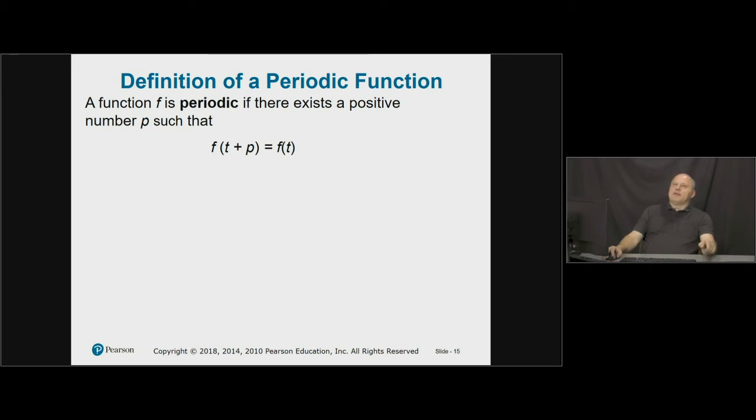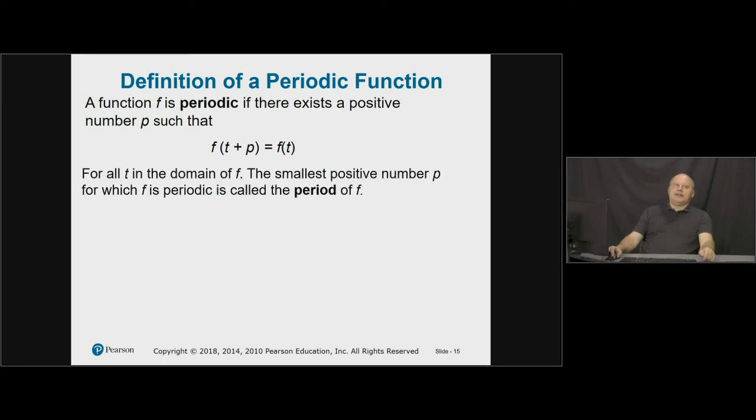Okay? So if you think about a unit circle, when you get to 0 to 360 degrees, or 2 pi, remember 2 pi is 360 degrees, at 2 pi, everything starts over again, doesn't it? Because you're back to the beginning. Every 2 pi, it just starts over and over and over again. So for all t in the domain of f, the smallest possible number p for which f is periodic is called the period of f. So in other words, the point that it starts all over again, that's the period.